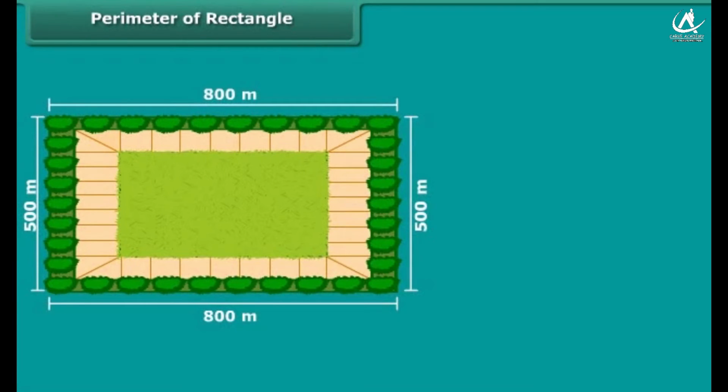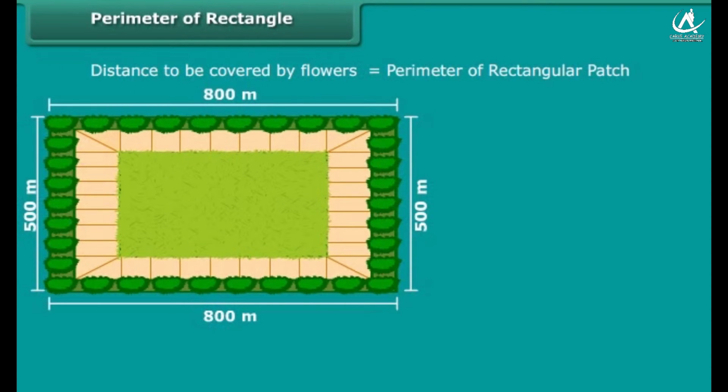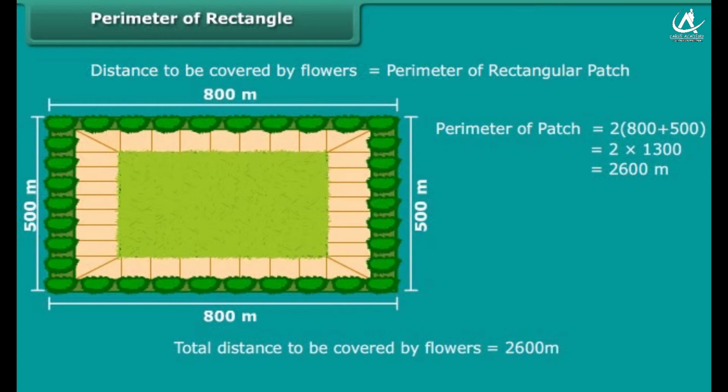We wish to plant flowers on all sides of a rectangular patch of land whose length is 800 meters and breadth is 500 meters. Calculate the total distance to be covered by flowers. The distance to be covered by flowers will be equal to the perimeter of the rectangular patch. The perimeter of the rectangular patch is 2600 meters. Therefore, the total distance to be covered by flowers is 2600 meters.